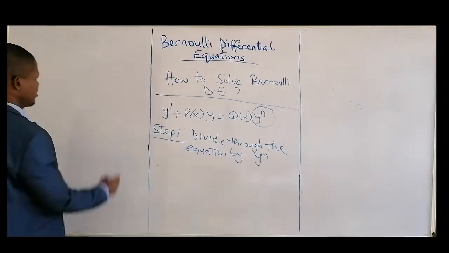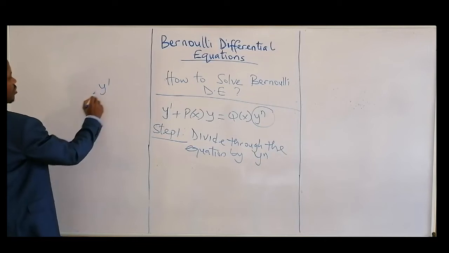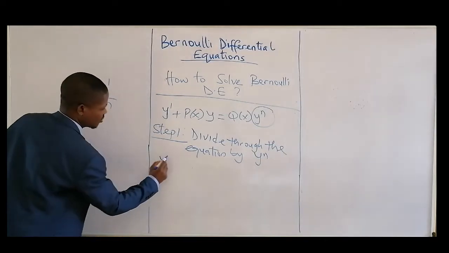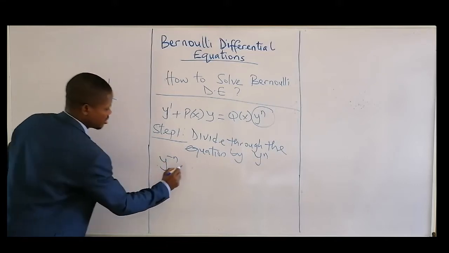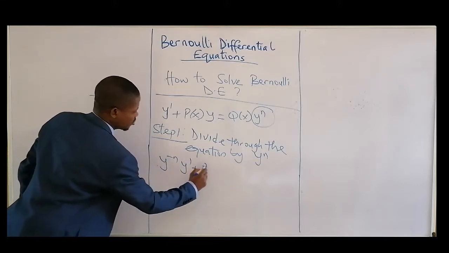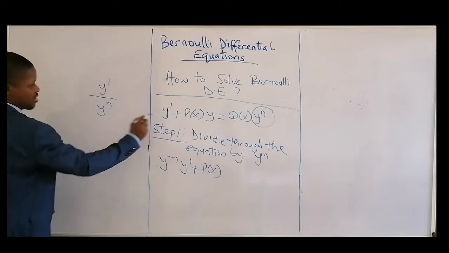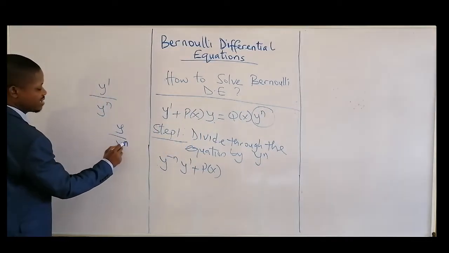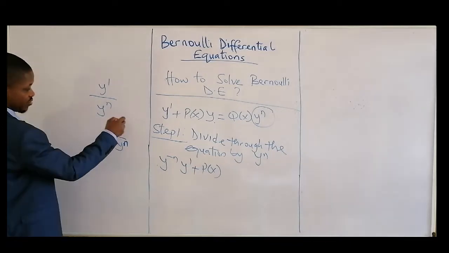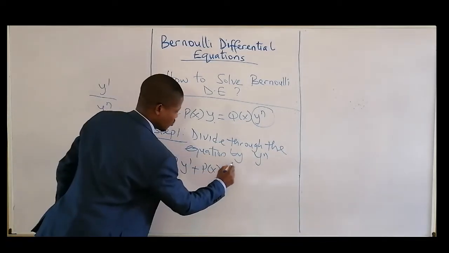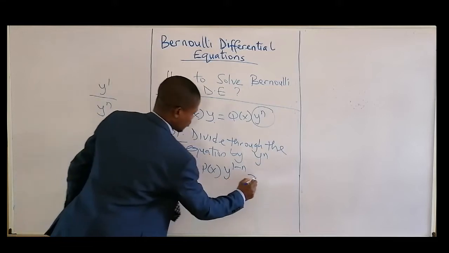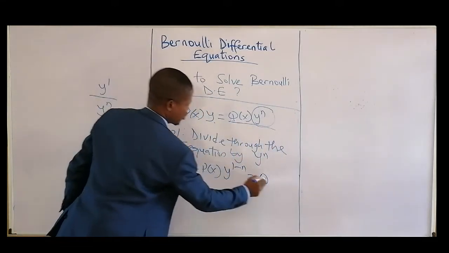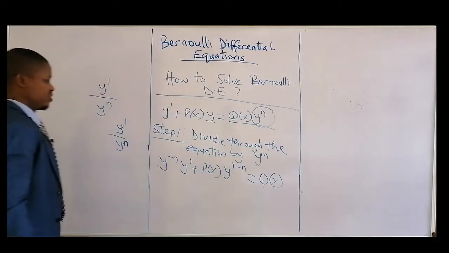So if you do that, then you are having y prime over y^n. And that will give you this one, y prime over y^n plus p of x, then here you're having y over y^n in this case. And don't forget this one has the power of 1. So that will be y to the power 1 minus n, equal to q of x, because the y^n over y^n will remain q of x in that place.